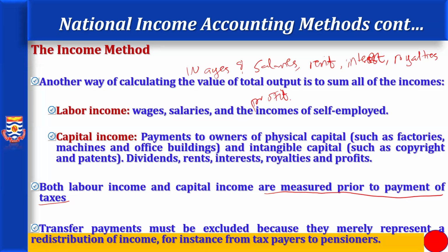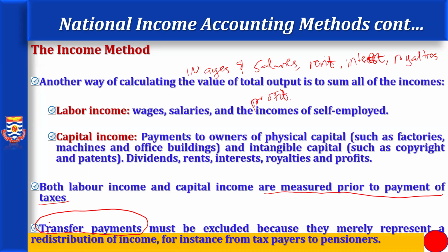Now, one major thing that we must exclude from the income approach is transfer payment. Now, what is transfer payment? I think the very first meeting I mentioned what transfer payment is. I remember I told you that transfer payment is payment for which there is no goods and services received in return. So anytime you make payment and you don't receive any goods and services in return, you have done transfer payment.